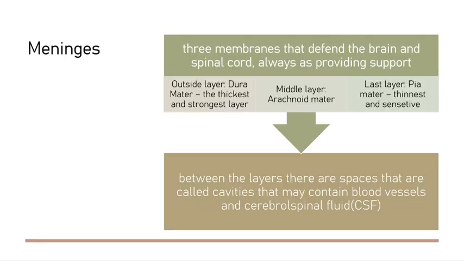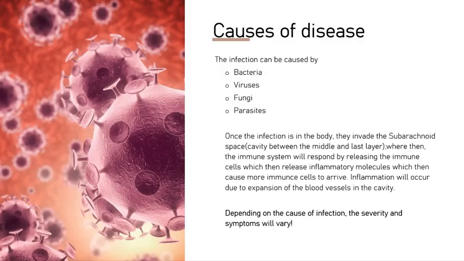Your meninges consist of three membranes that defend the brain and the spinal cord and always provide structural support. On the outside layer, you have the thickest and the strongest layer, which is your dura mater. In the middle, you have the arachnoid mater, which gets its name from its web-like appearance. And the last layer, which is the thinnest, the deepest, and the most sensitive, the pia mater. Between the layers, there are spaces that are called cavities. The cavities may contain blood vessels and spinal fluid, which is also known as CSF.